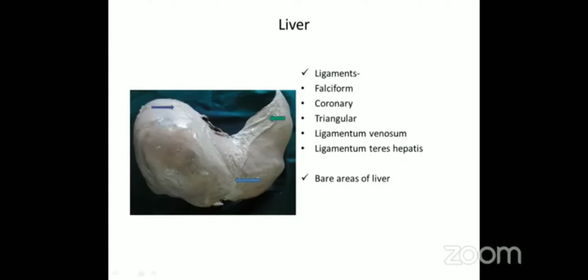Now there are certain areas of the liver which are not covered by peritoneum, that is called the bare area of the liver. So wherever the peritoneum is getting reflected, that is the bare area of the liver. This is the largest one, which is bounded by the coronary and right triangular ligament. Wherever it is covered by peritoneum, as you can see here, it is a shiny structure. Wherever it is not covered by peritoneum, the liver tissue is directly visible.